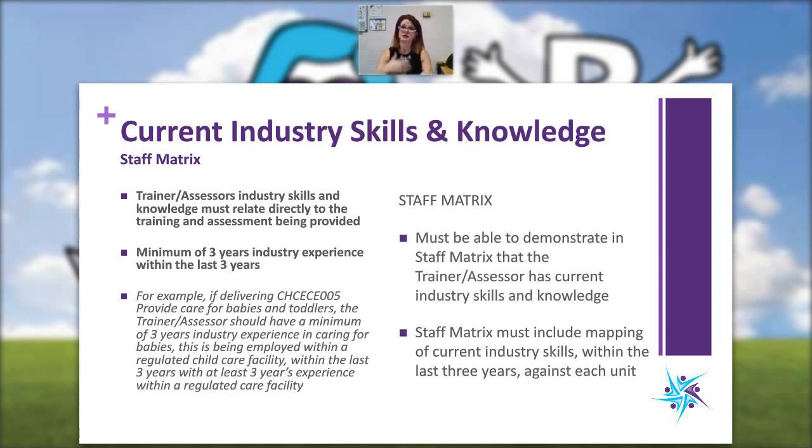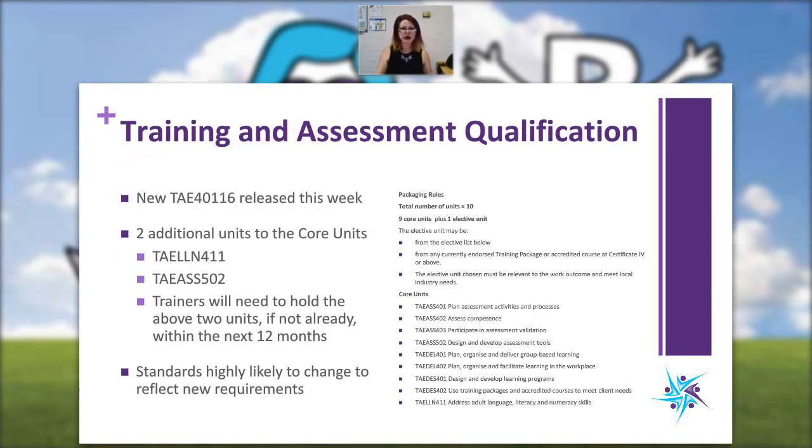So your staff matrix is a document you could go to check, hey, do we actually have any trainers and assessors currently on our books that we can map across to this new qualification that we might want to put on our scope of registration? There's a lot of reasons why you have a staff matrix. It's not just for audit purposes. It's actually to ensure that your trainers and assessors are keeping up and are current within their industry skills and knowledge within their industry.